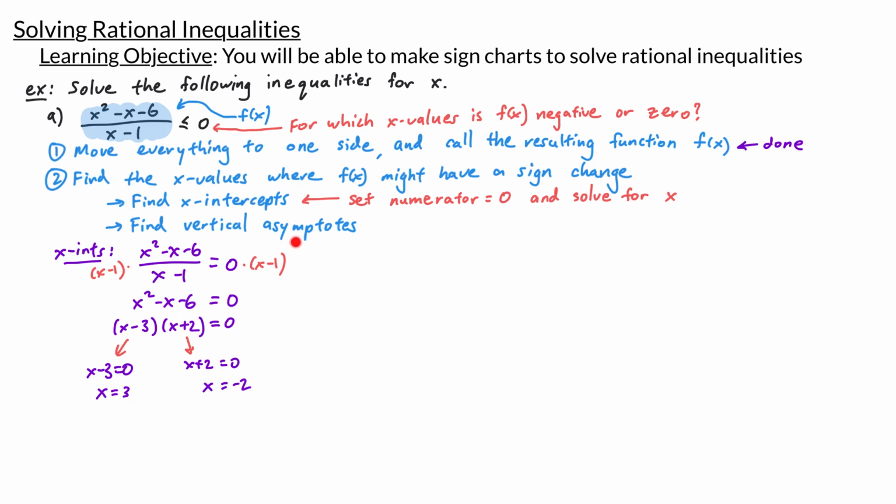Next, let's find our vertical asymptotes. To find our vertical asymptotes, what we're going to do is set the denominator of our rational function equal to 0 and solve for x.